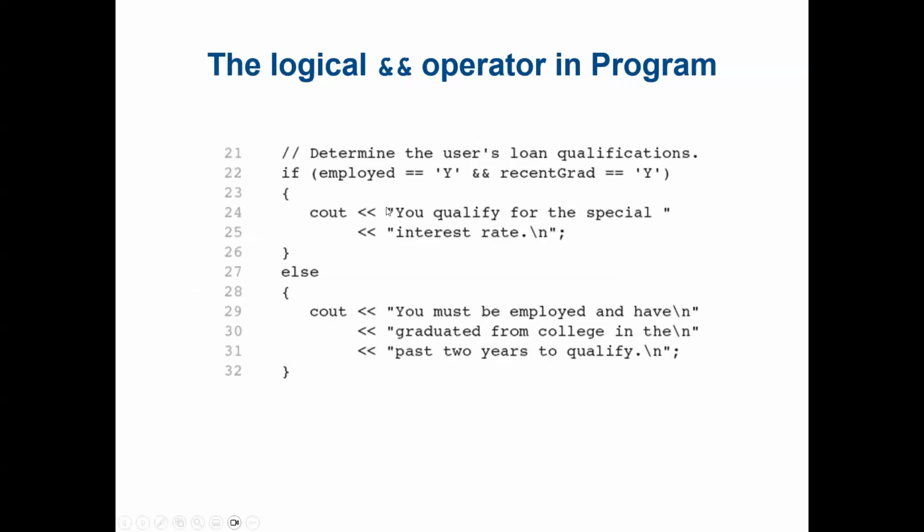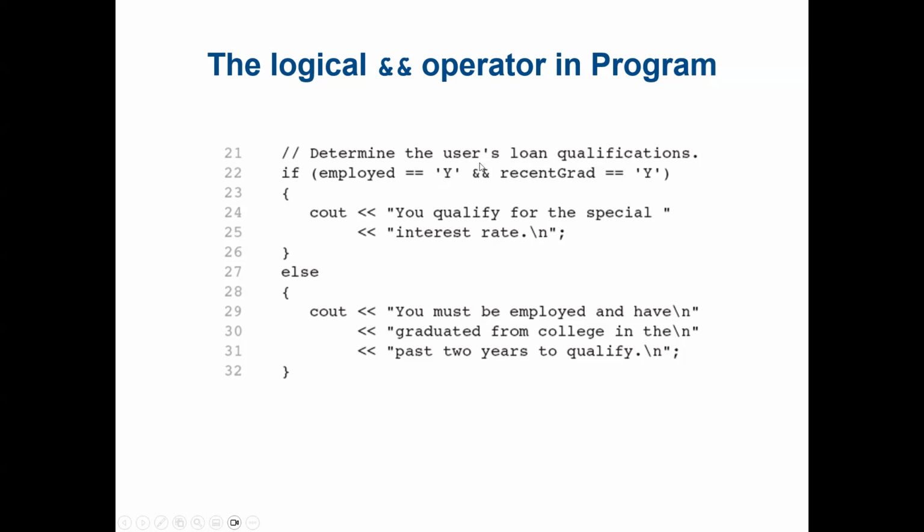So let's see an example now in the coding. This is the syntax for C++. We use, as we said, the && for the AND, and this is equality, and then the || is for the OR. So now we are going to determine the user's loan qualification. The question here says, if employed is equal to Y, which means the person is employed, and also is a recent graduate, which is yes, then we say that you qualify for the special interest rate.